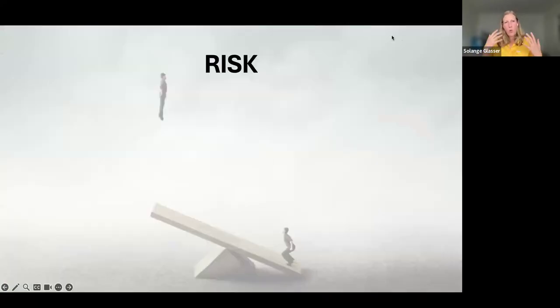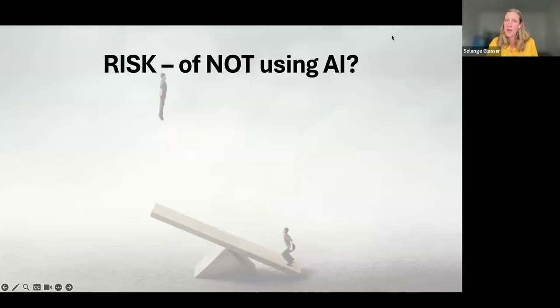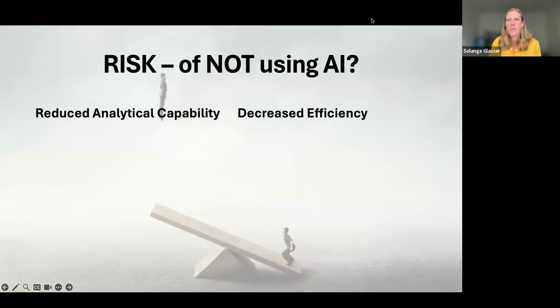Okay, so we talked about risks and we've talked about these different tools, but there is one other risk that I wanted to briefly mention. It's a bit of an unusual risk, and that's the risk of not using AI, which is a bit of a weird way of thinking about it. There are a lot of risks inherent with using AI, but now that AI is really everywhere and everyone seems to be using it, what are the risks of not using it? There are just a couple that I wanted us to have a really quick look at today. The first is what's called reduced analytical capability, and the second is decreased efficiency.